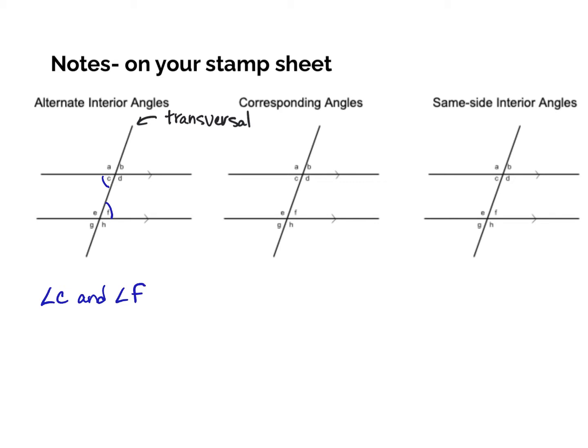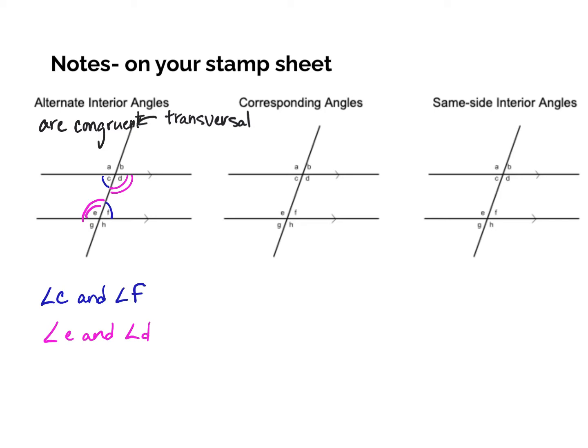Another pair that we have is angle E and angle D. And it's important to note that alternate interior angles are congruent, meaning they have the same measures. Ran out of room there.